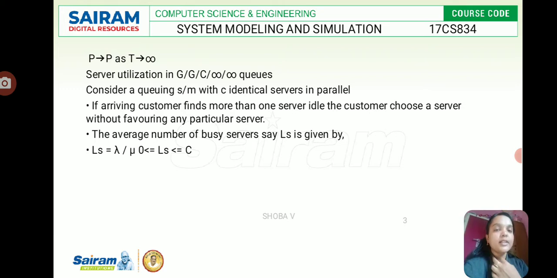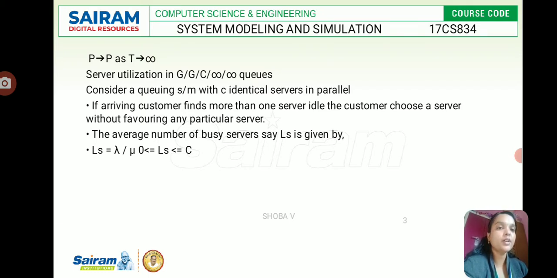Server utilization in G/G/c/infinity queues. Considering a queuing system with c similar servers in parallel, normally servers will be either a single server or multiple servers. If an arriving customer finds more than one server idle, the customer chooses a server randomly without favoring any particular server. The average number of busy servers Ls is given by Ls equals arrival rate divided by service rate, and the condition is 0 less than or equal to Ls less than or equal to c.